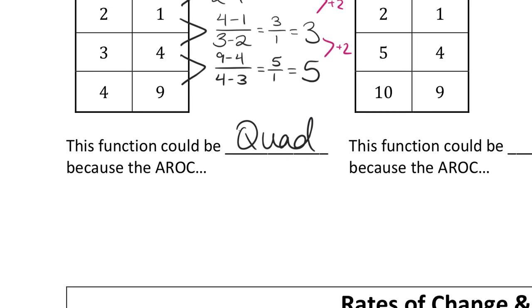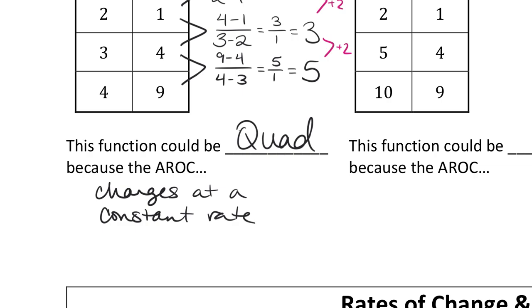And the reason, again, we're going to write it down. The function could be quadratic because the average rate of change changes at a constant rate, and that rate is +2.